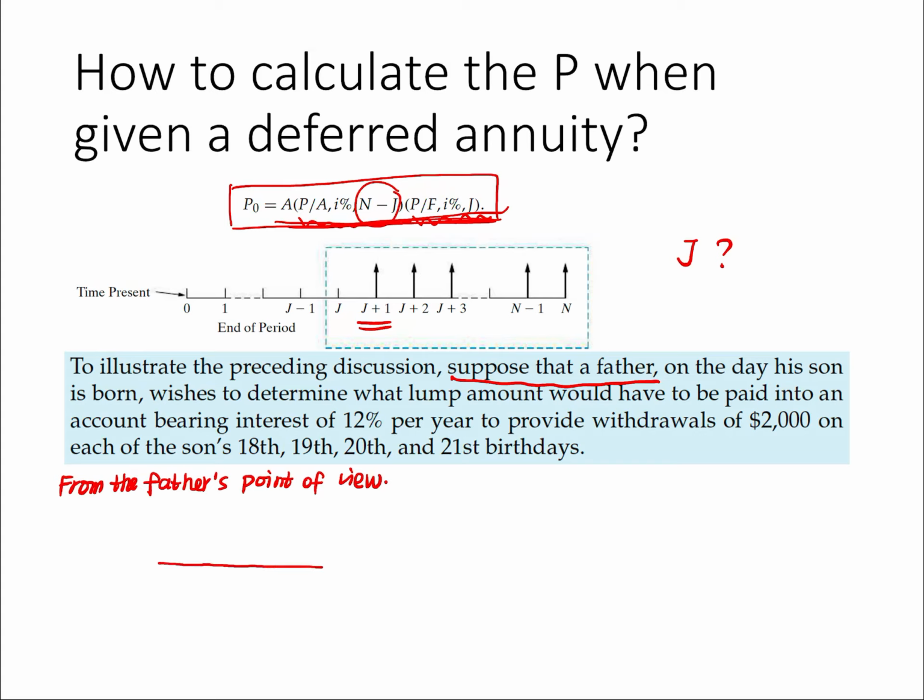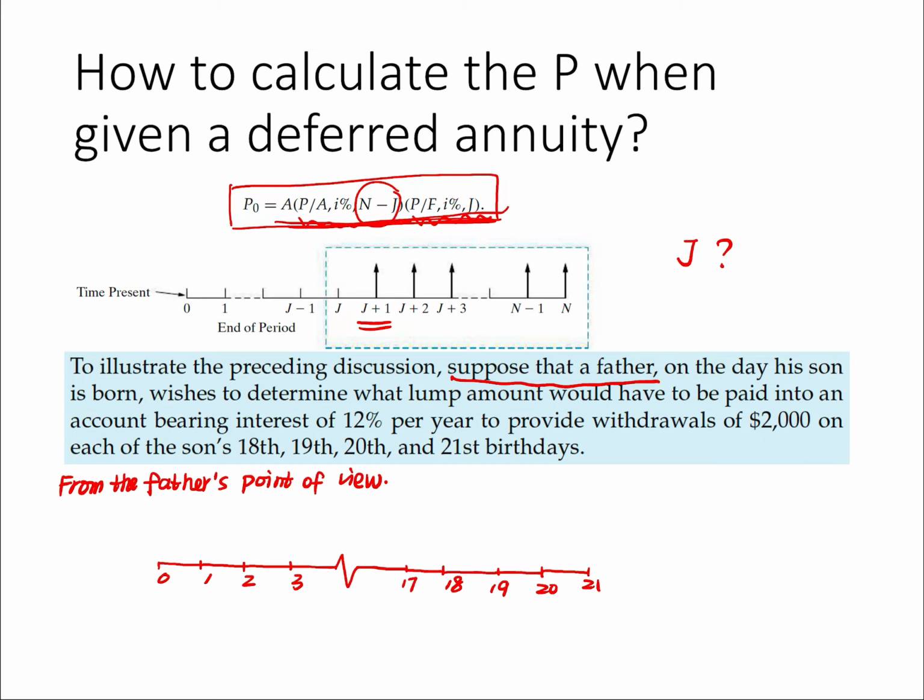And then let's draw this timeline. So 0, that's when the son was born. 1, that's his first birthday. 2, second birthday. Third birthday, nothing happened because the father wants him to withdraw the money from at the 18th birthday and 19th birthday, 20th birthday until the 21st birthday.